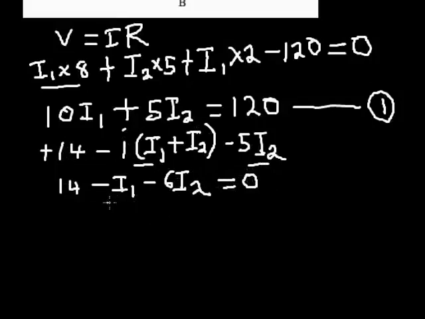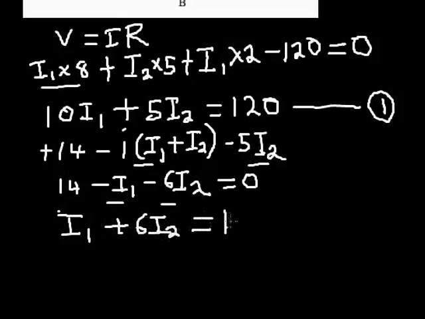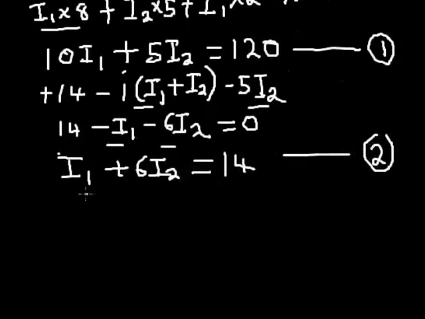So I'm going to rearrange this equation. I carry all this to the other side of the equation. If I carry minus I1 to the other side, it becomes plus I1, and minus 6I2 will give me plus 6I2. Then the 14 remains at the other side where it is. So this is equation 2. So I'm solving equation 1 and equation 2 simultaneously. I will use the substitution method.